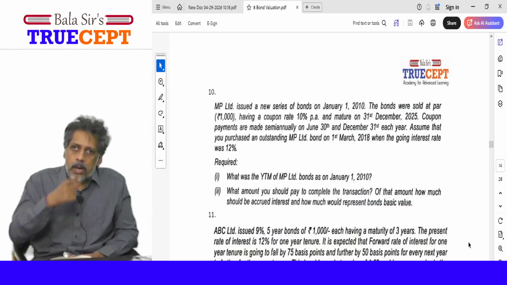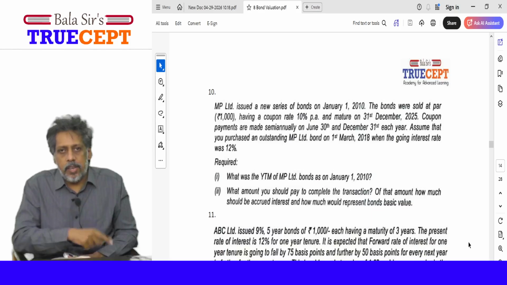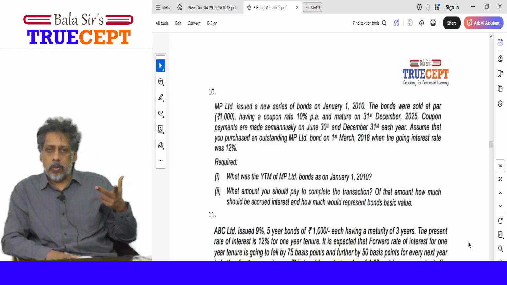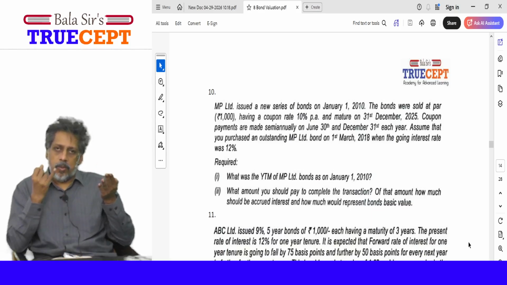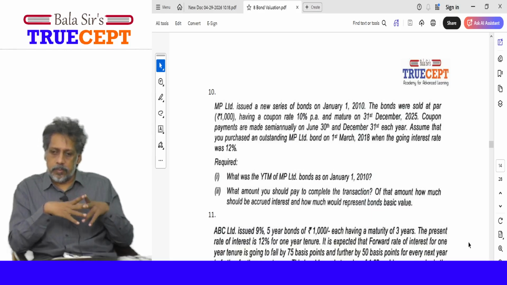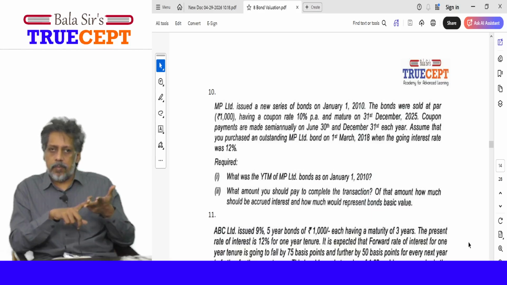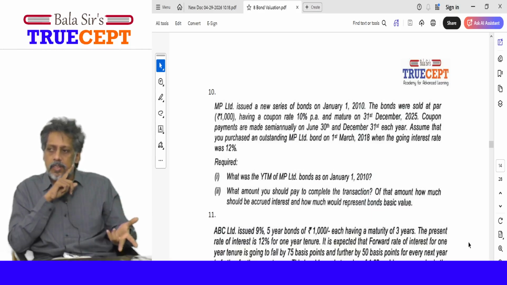But do remember the bonds are redeemable on 31st December 2025, which is how many years away? 2018, 19, 20, 21, 22, 23, 24 and 2025. 8 more years left in the bond. Required: what was the YTM of MP Limited bonds as on January 1, 2010? So I have been asked to state what was the YTM when the bonds were issued. We'll answer this last.